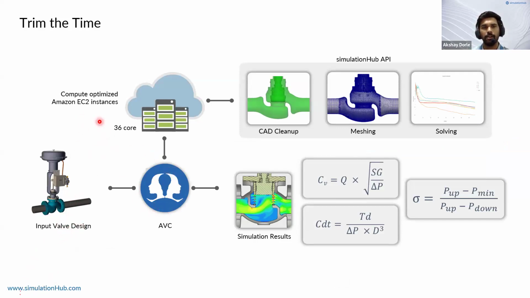With the algorithm, it will use the correct meshing parameters, correct CAD cleanup, and it will host everything on a 36 core instance where it will run simulations. And as the result, you get qualitative as well as quantitative results.